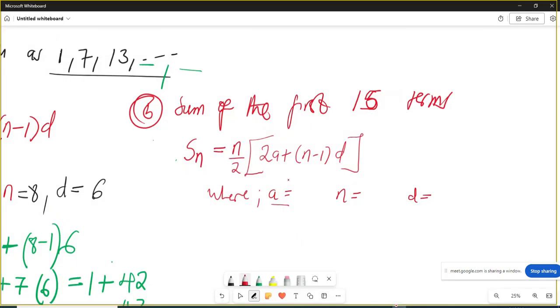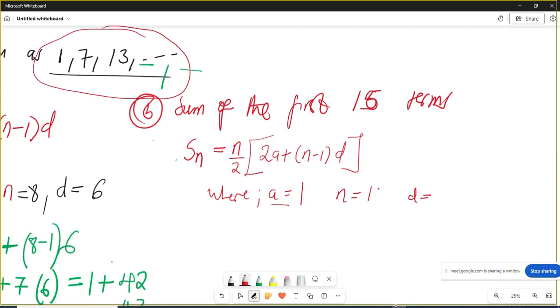Okay. So now the value of A, we said it's the first term. First term, we simply mean the first number or the first entry of the sequence. In this sequence that has been given, what is the first number? That first number is the value of A, which is one. N here is the nth term. In this case, the question is saying we find the sum of the first 15th term. So this simply means that N is 15.